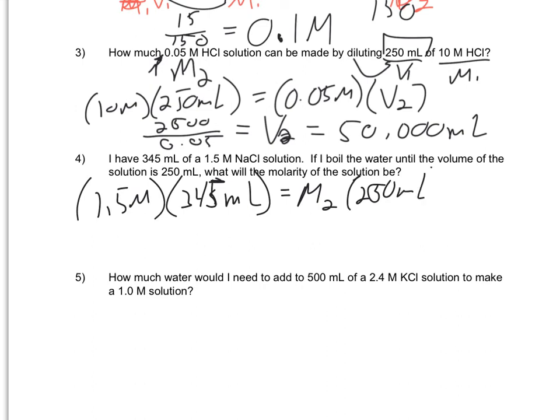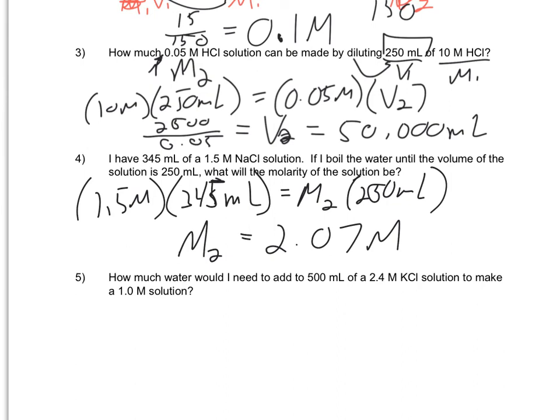Okay, so this is actually the opposite of diluting it. We're making it more concentrated because by boiling it, we're actually taking out some of the water, but we're leaving behind the salt, right? The salt doesn't boil off, just the water does. So our answer here, the molarity, should be higher than the 1.5 that we started with, because we're making it more concentrated by boiling away some of the water. So when we do that out, we do 1.5 times 345, and then we divide it by the 250, we end up with a molarity of 2.07 molar. Okay, so it went up because we took away some of the water, so it became more concentrated.